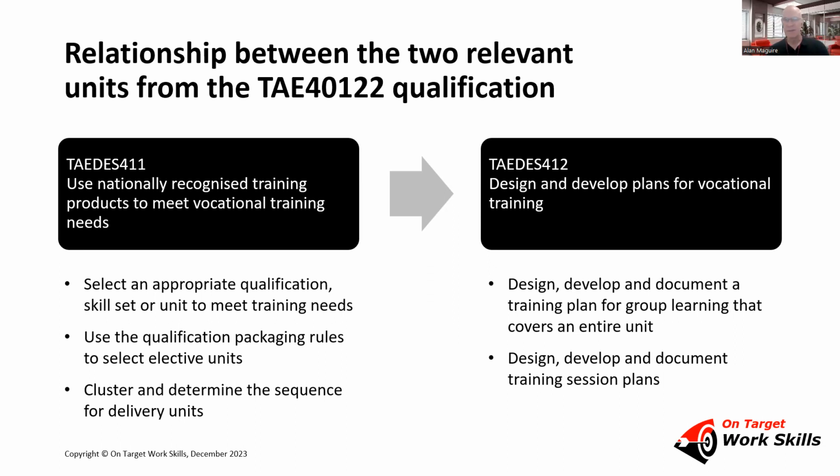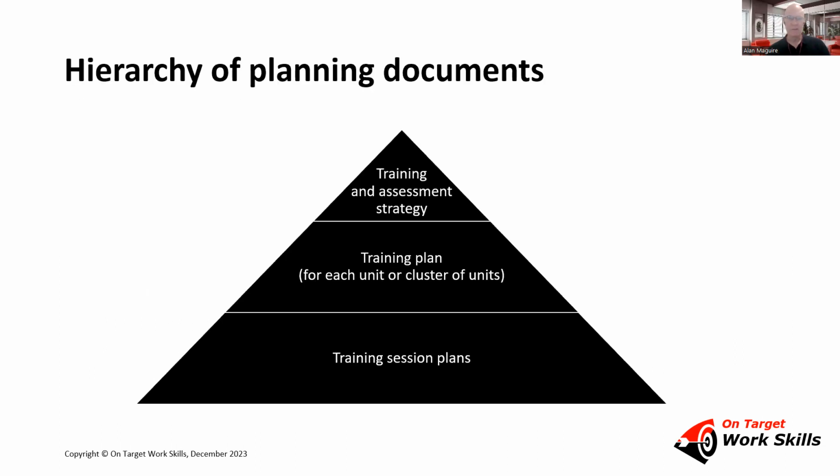Now, what can get confusing is different planning documents that relate to training. So I'm now going to show a hierarchy of planning documents. RTOs will have a document that describes their training and assessment strategy. This is often referred to as a TAS, T-A-S, as a next layer of information or detail in regards to the delivery of training. They may vary in name, but let's call them a training plan. And there would be a training plan for each unit or cluster of units. And for more detail, there would be a plan for every training session.